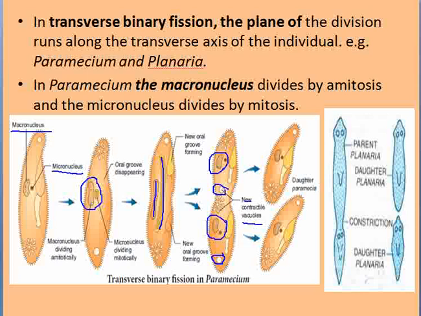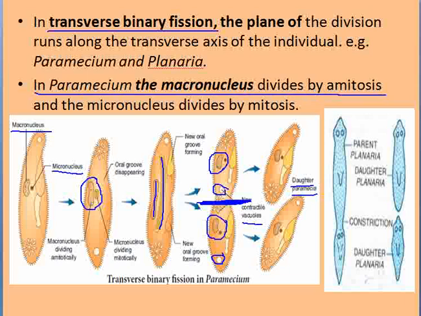Then there will be a constriction in the middle, or in the transverse direction. The constriction will be taking place. As a result, two daughter paramecia are produced. This we call transverse binary fission. And in Paramecium, the macronucleus divides by amitosis and the micronucleus divides by mitosis, so that two nuclei are produced here.